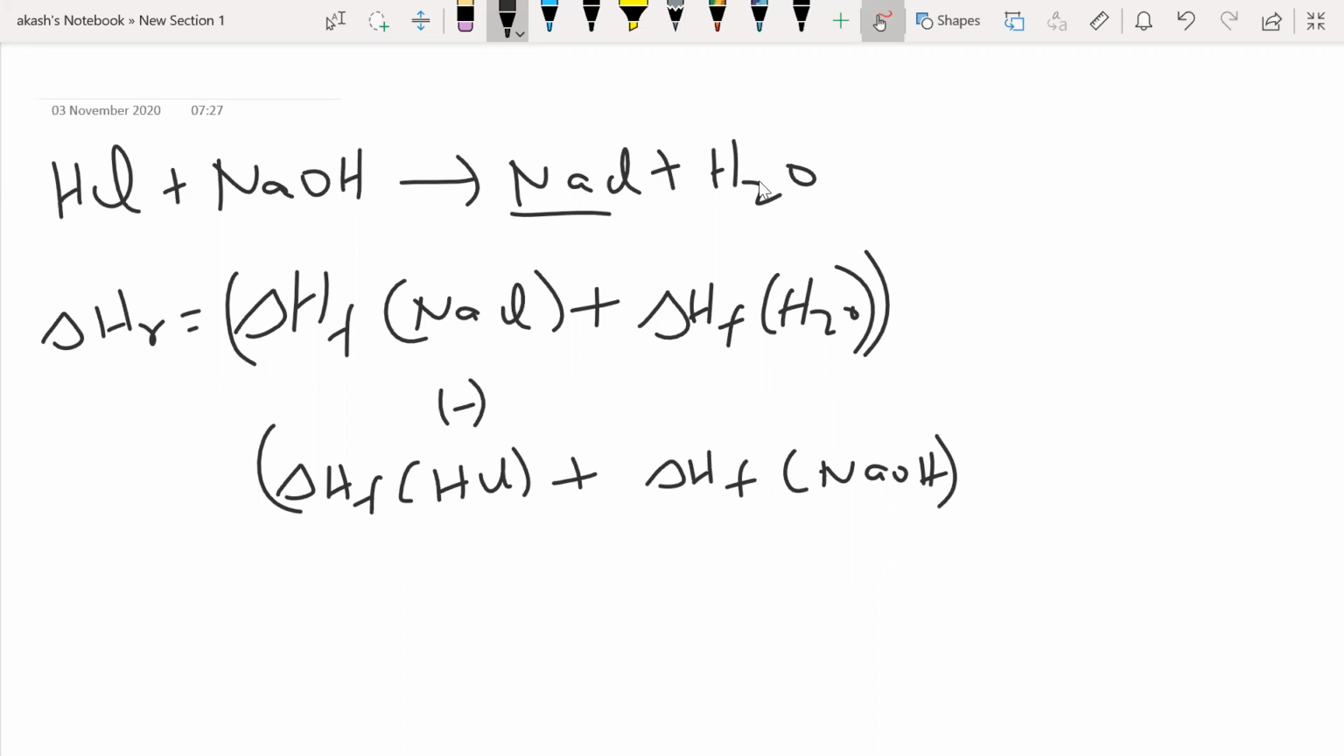Now if it was the enthalpy of combustion, what would we have done? This would have come first and then this would have come, minus this would have come. That's the only difference. And then instead of delta HF, you should have put delta HC. Now, if there are stoichiometric coefficients, say for example, if I had 2 NaCl, you have to include 2. So I'll give you an example for that also. For example, say instead of HCl, if I take H2SO4.